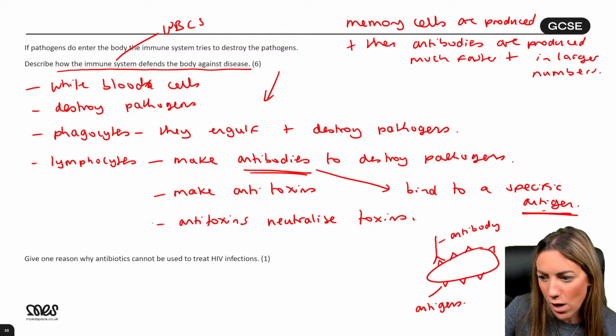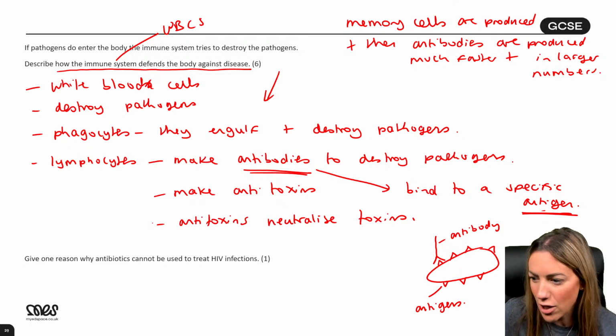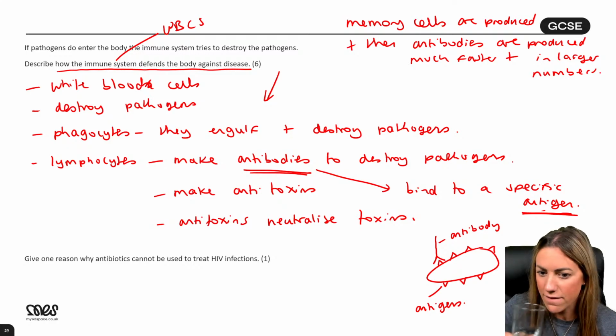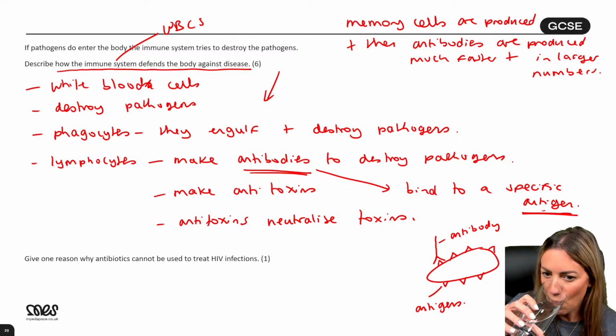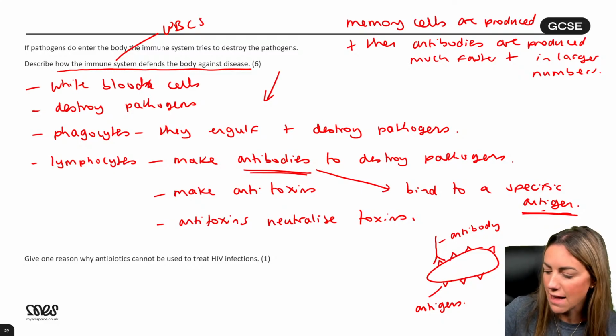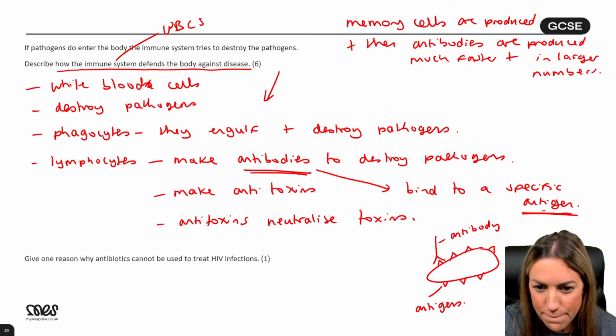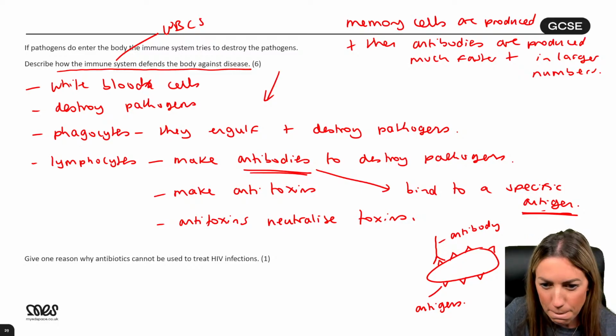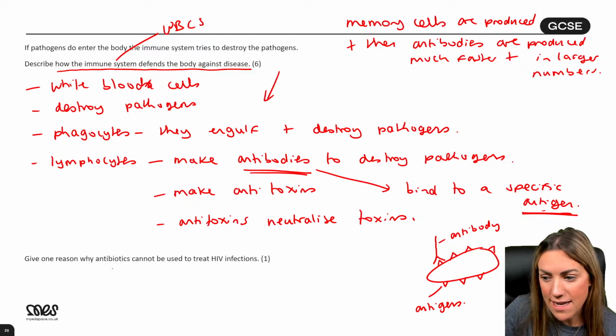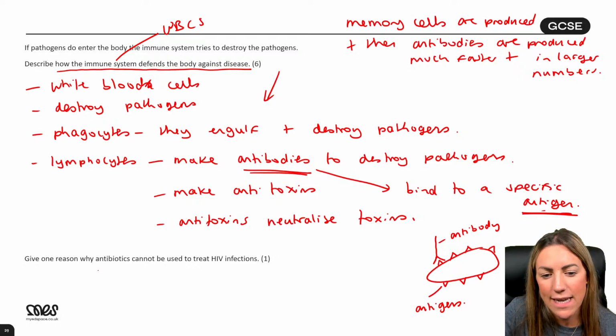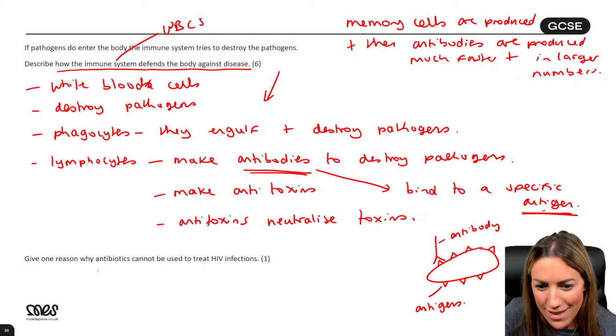Give one reason why antibodies cannot be used to treat HIV. You could say complementary, the antibody binds to a complementary antigen. You could say that. White blood cells are phagocytes and lymphocytes. Phagocytes and lymphocytes are white blood cells.